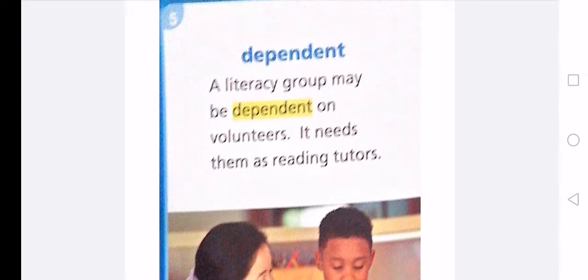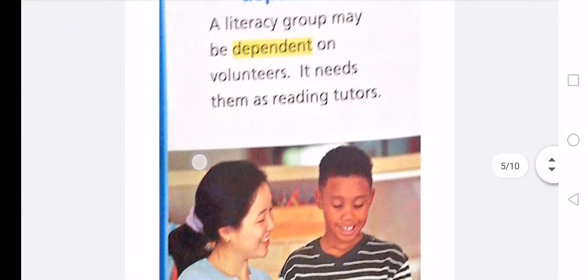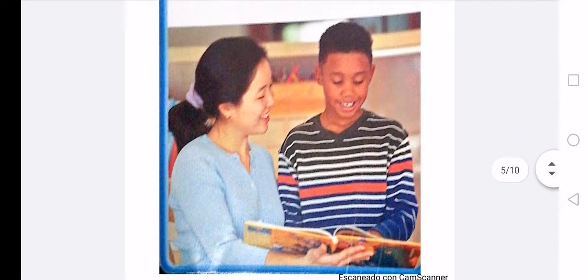Then we have the word dependent. A literacy group may be dependent on volunteers. It needs them as reading tutors. Dependent. That means it's a word that represents when you need the help of someone to help you do something. You are being dependent on that person.